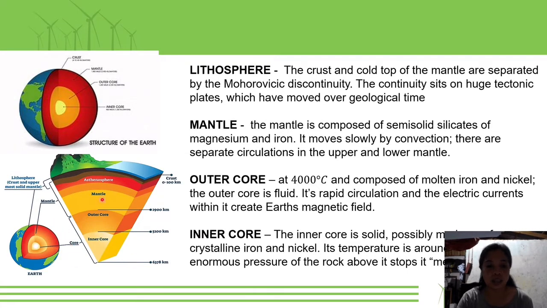The next one is the inner core. The inner core is solid, possibly made up of crystalline iron and nickel. Its temperature is around 6,300 degrees Celsius. But the immense pressure of the rock above it stops it from melting.